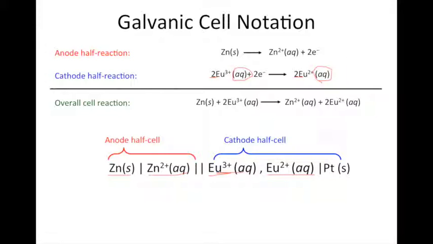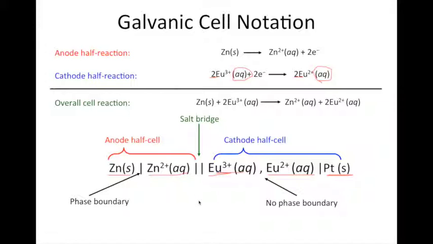But as I said before, we do have to have a platinum electrode, or you could have used graphite, but platinum's a good choice. And we have a phase boundary separating those. So we have our salt bridge, and then we have our phase boundary between these, but no phase boundary here. But we do have to have a phase boundary between the platinum and the aqueous.